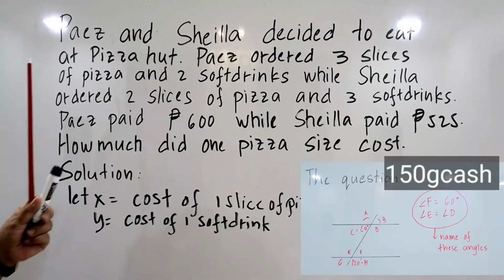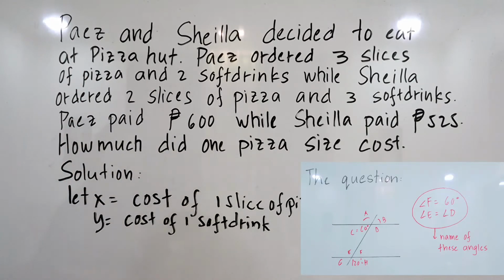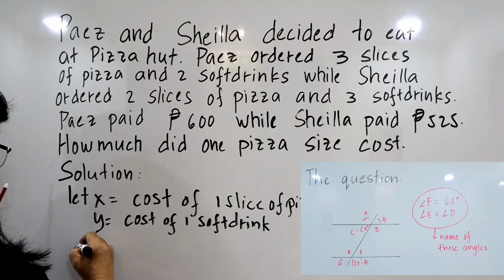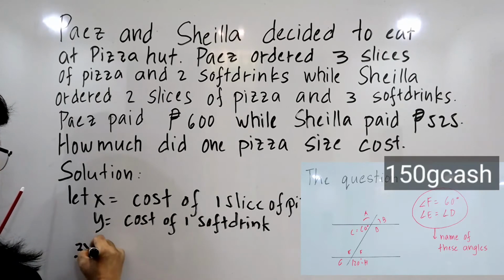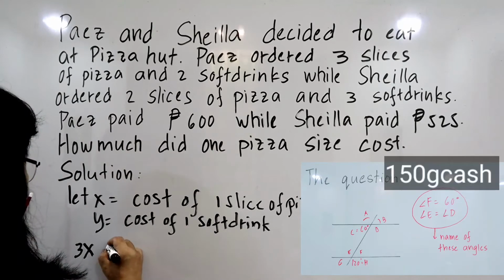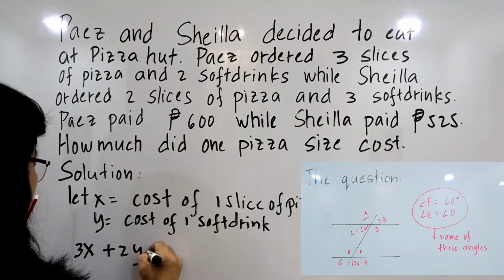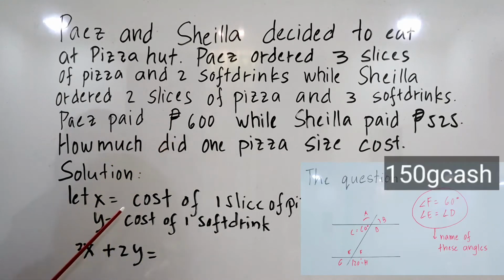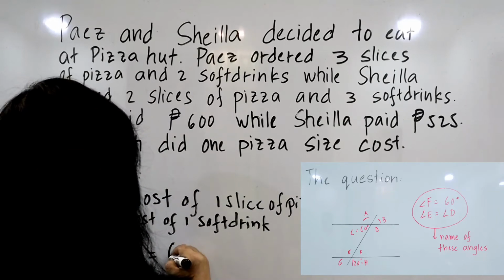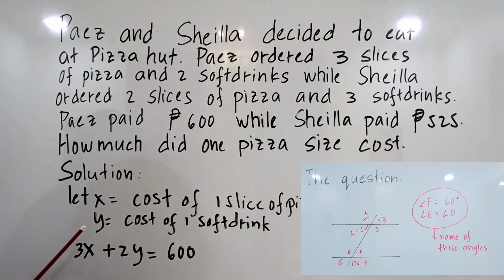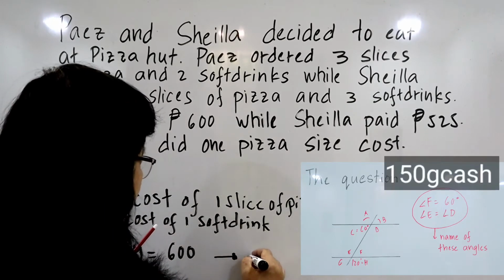Now here, Pais and Sheila decided to eat at Pizza Hut. Pais ordered 3 slices of pizza. That means 3 times x, and 2 soft drinks, so plus 2y, and he paid 600 pesos for both, so 600. Now, we have the equation 1.